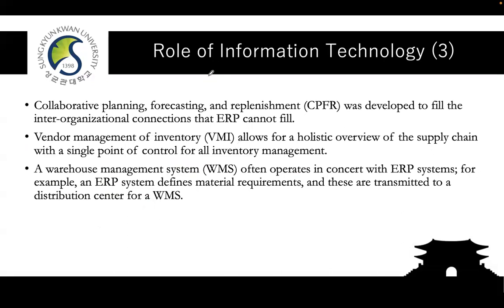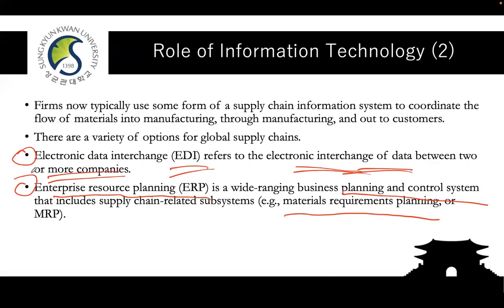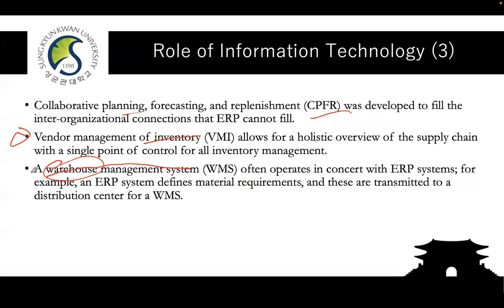Some other newer terms, like CPFR, collaborative planning, forecasting, and replenishment. I think we build this on top of the ERP, the more advanced version beyond the ERP. Vendor management of inventory, this is related to inventory management, obviously. And warehouse management system, this is related to the warehouse. All of them should be integrated in the enterprise resource planning, the ERP system, of a company.